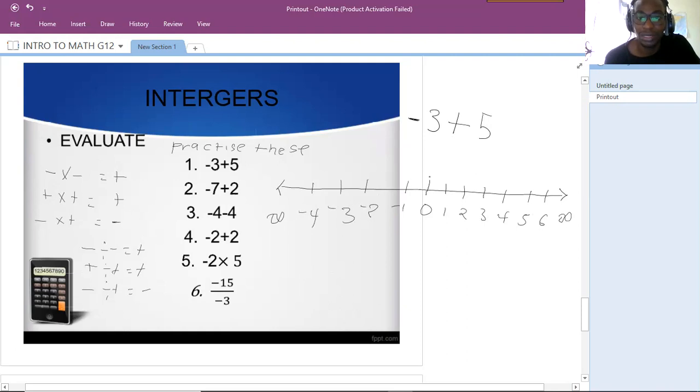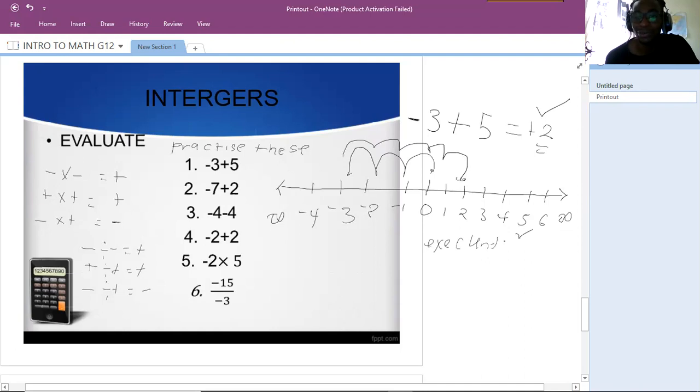We start off from 0, and the question is saying we're going negative 3 steps, so you say 0, 1, 2, 3. Then we go to the positive side 5 times, so we say 0, 1, 2, 3, 4, 5. Then you say, aha, the answer is positive 2. Then your teacher is going to give you a mark for the answer, and a mark for the number line, and they'll say excellent, and give you 2 stars for solving this question.